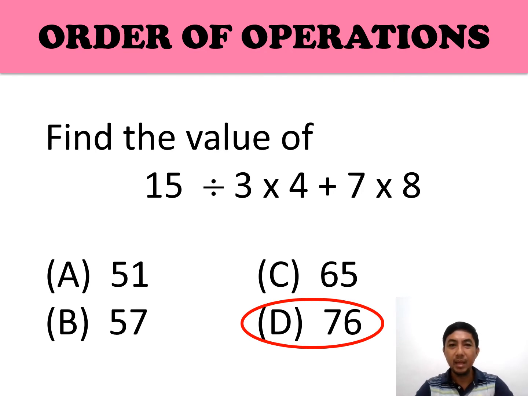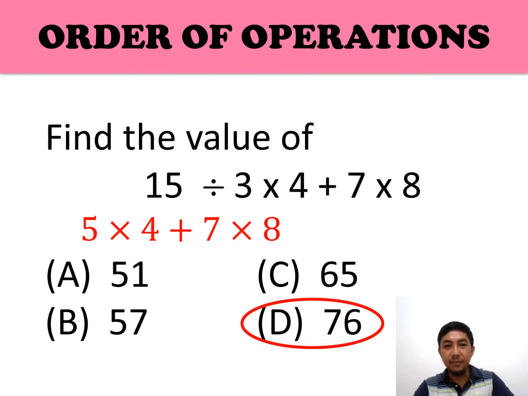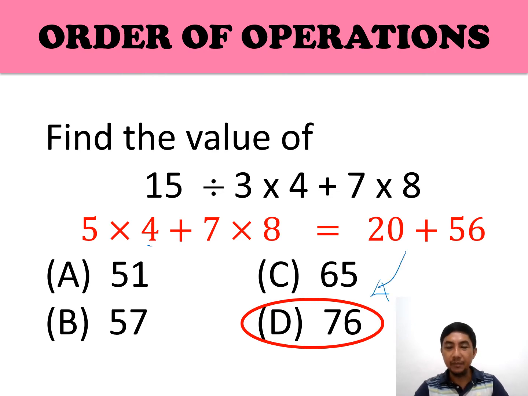So, meaning 15 divided by 3 will give us 5. So times 4, then plus 7 times 8. And that's the time we are going to multiply. So 5 times 4 will give us 20, and then 7 times 8 will give you 56. And then you add. So 20 plus 56 will give us 76.